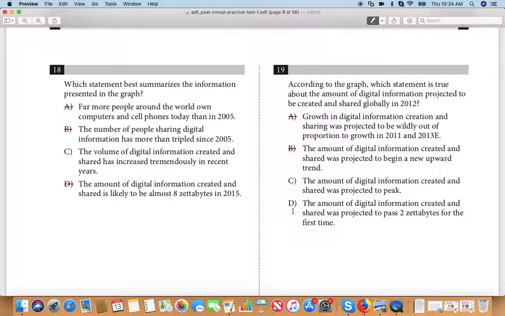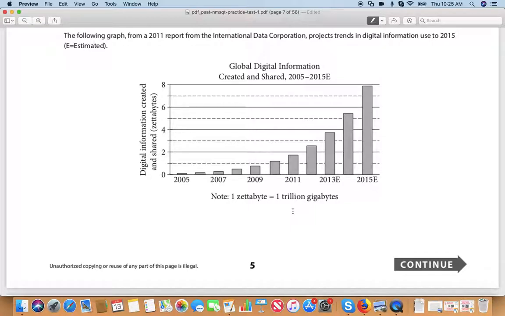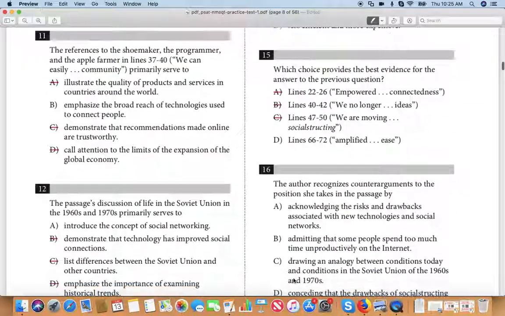Go ahead and read C. The amount of digital information created and shared was projected to peak. Okay, let's go back to the chart. Was the amount of digital information created and shared projected to peak in 2012? Hang on, I don't quite know what they mean by peak. Well, think about it. I'll bet you can figure it out. What's a peak? Oh wait, it means it'll hit the highest point, right? The peak of a mountain is the tippy top of the mountain. So is the amount of digital information created and shared projected to peak in 2012? No. Because the next year it goes higher, and all the years after are higher. So that's just not looking very good.